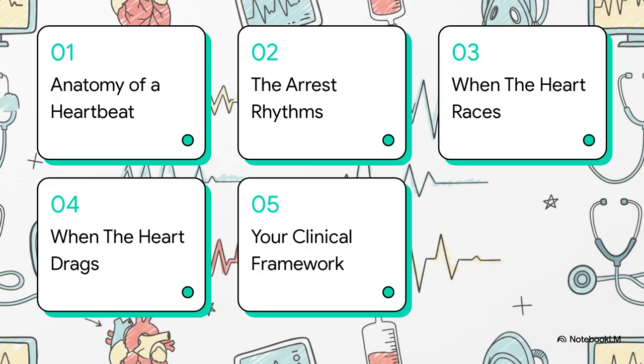So here's our game plan. First, we'll nail down the anatomy of a normal heartbeat. Then, we'll hit the big ones, the arrest rhythms. After that, we'll see what happens when the heart races, and then when it drags. And we'll wrap it all up with a clinical framework to put it all together.